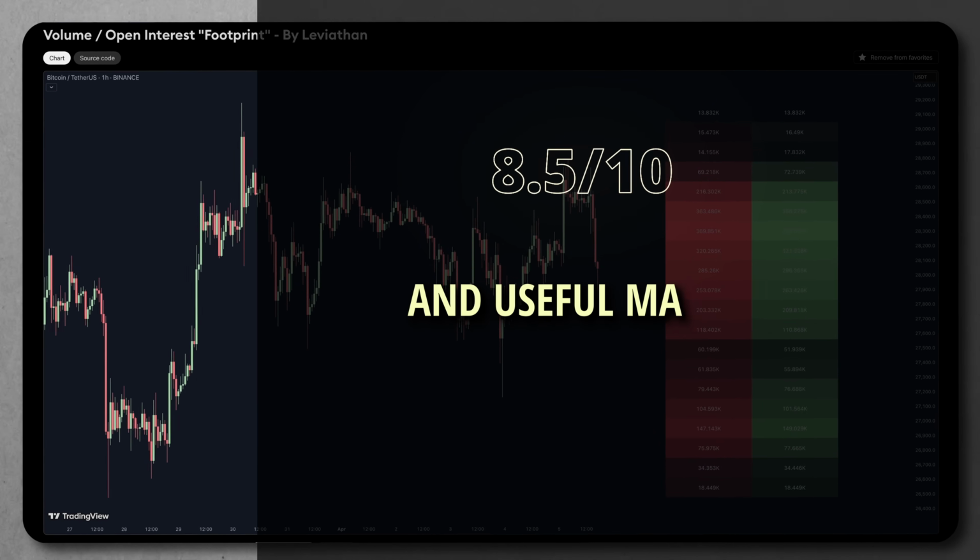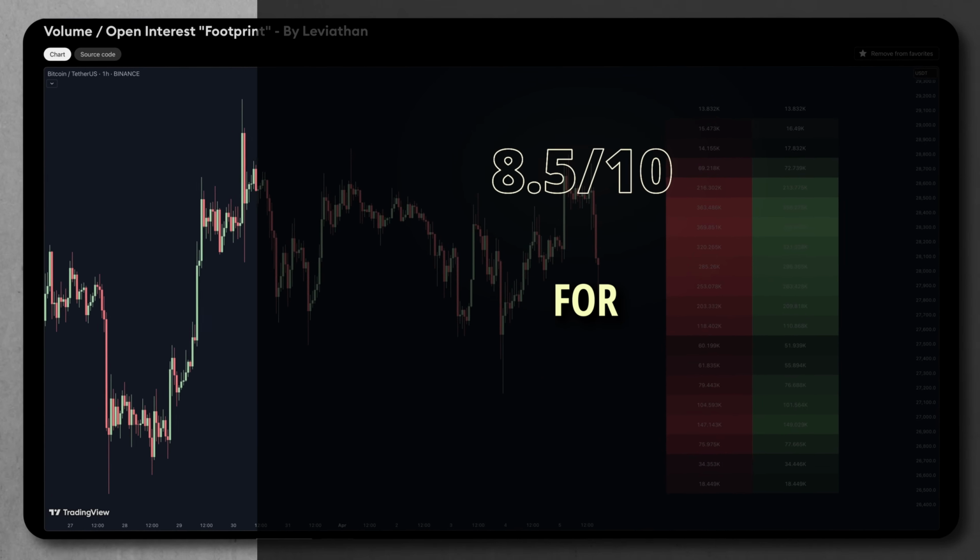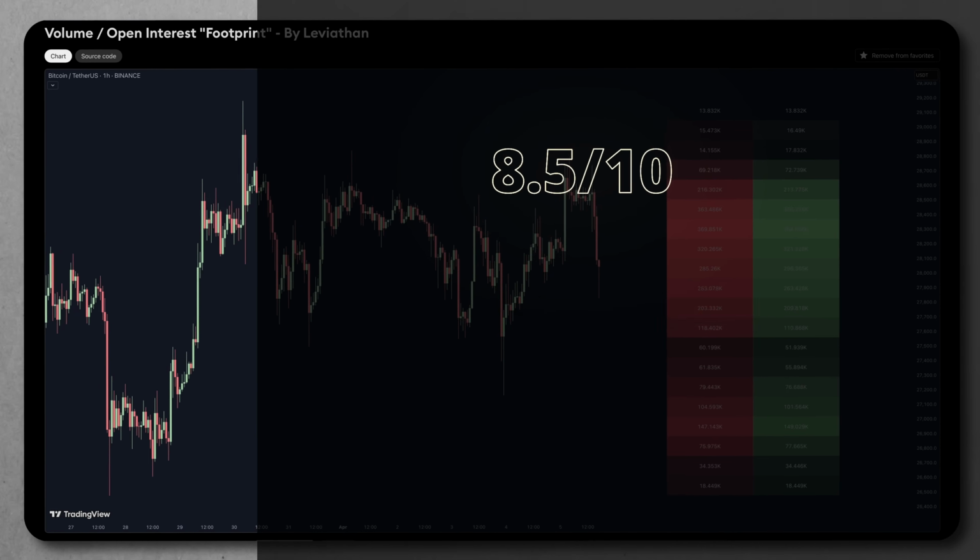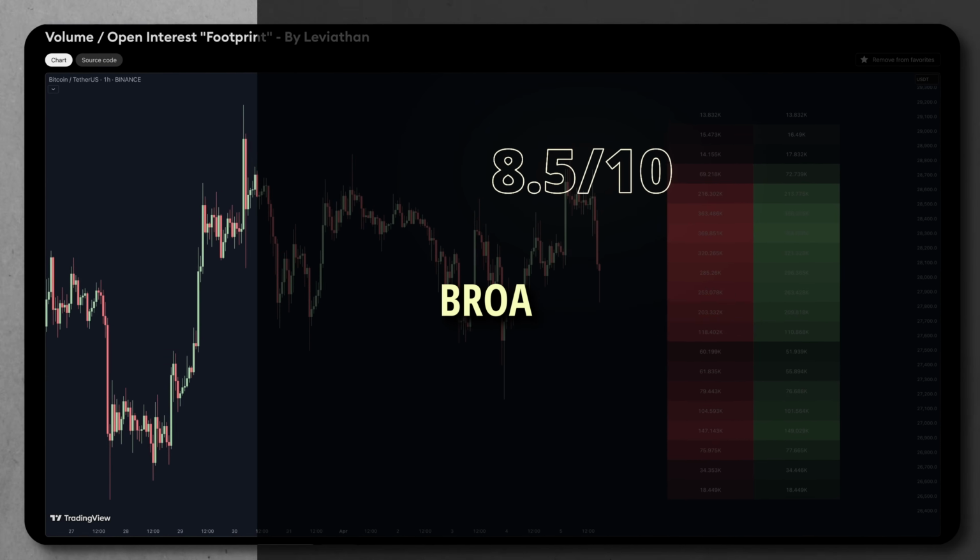It provides detailed and useful market insights, especially for advanced traders, but its complexity and performance demands slightly reduce its broader appeal.